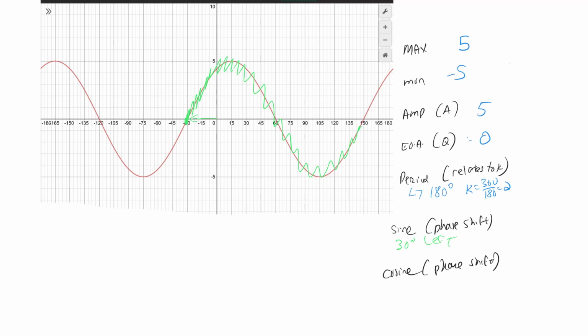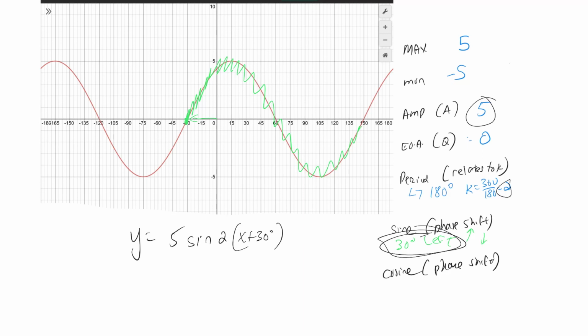And because I go up and then down, that means I do not have any reflections. Now, in my equation for sine, I'm just going to put the a value, which is my amplitude, then sine, and my k value is 2, in brackets, and my phase shift is going to be 30 degrees to the left. And then, do I have an equation of the axis? The answer is no, so I'm just going to leave it blank. I don't need to put a 0 plus 0 here.